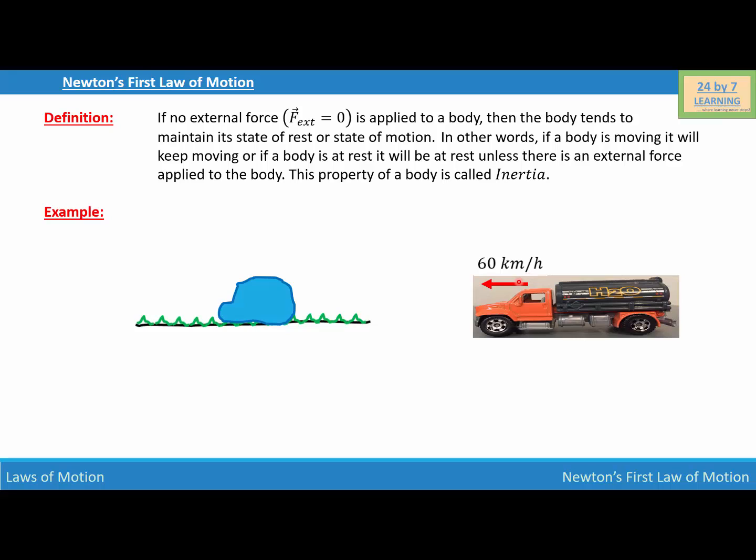But you must be wondering why this truck is going to stop. The reason is that there is a frictional force between the road and the truck tires, and that frictional force is acting opposite to the motion of the truck, which is basically an external force. So the truck will stop by itself if you stop pushing the accelerator. But if there is no frictional force, then this truck will keep going without stopping. And this is what Newton's first law of motion is. This law is also known as the law of inertia.